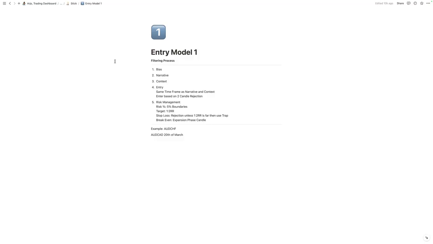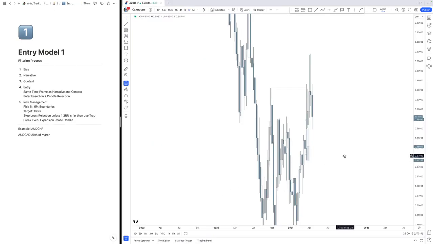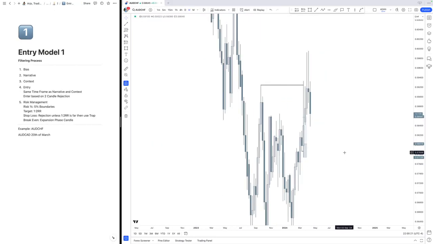So I have a few examples right there. These are trades that I actually took for the FTMO challenge as well. So I want to go over them right here. Here on Australian dollar CHF, this is where I took the first trade using entry model 1. And it was the following thought process.